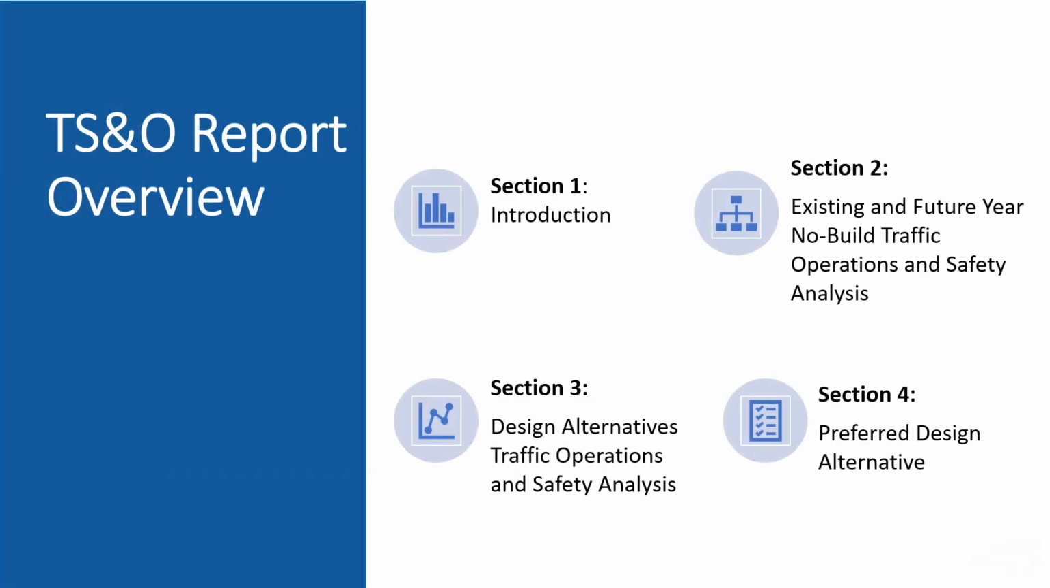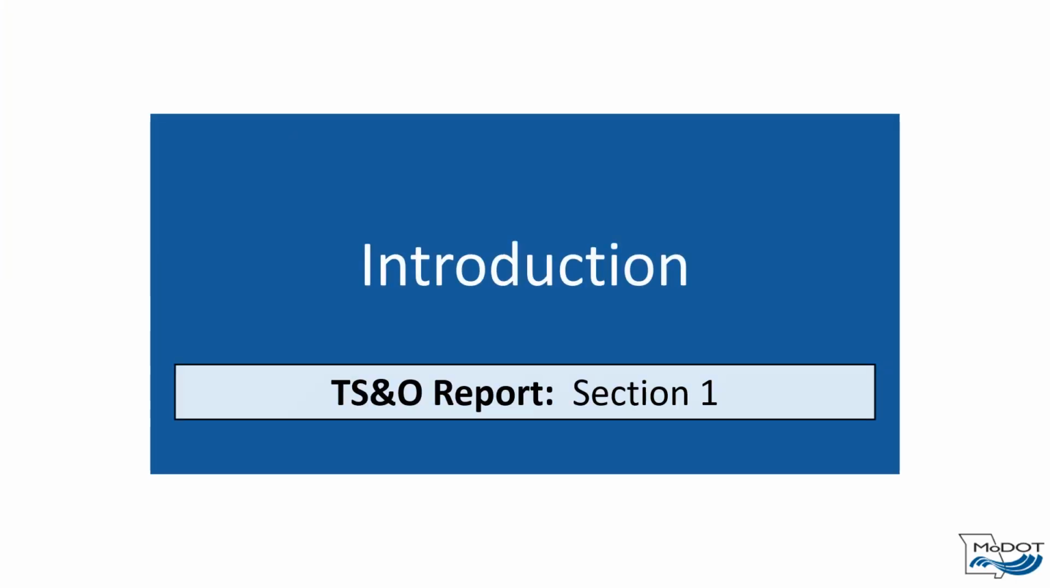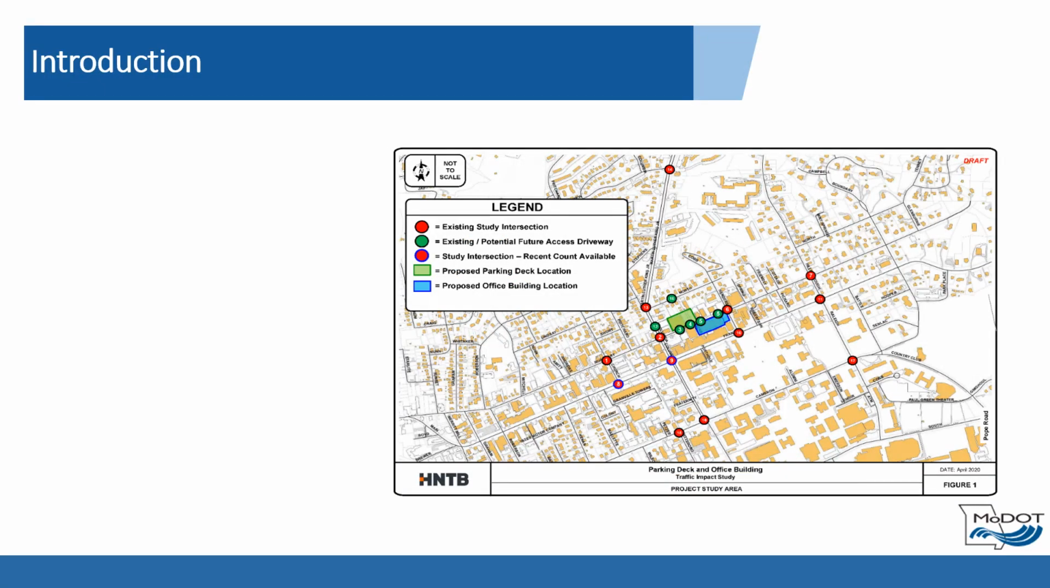The next set of slides focuses on the TS&O report template. The displayed sections correspond with the section numbers of the TS&O report template. TS&O report Section 1 is the introduction. The purpose of TS&O Section 1 is to share the project background, study area, definition of the problem at hand, and design alternatives being considered.